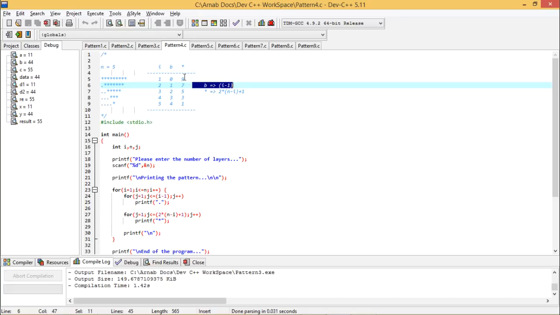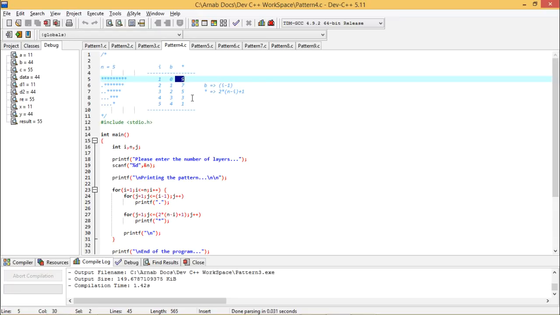What about the logic for the star? Here you see I is increasing but the star is decreasing. That means this I must be subtracted from some fixed quantity, so that when the value of I is increasing, the difference value will be decreasing. And that difference value must be multiplied by 2, so that when I increases by 1, the star will decrease by 2. So let me go for one experiment. What is 5 minus 1? That is 4. What is 2 into 4? That is 8. Plus 1, that is 9.